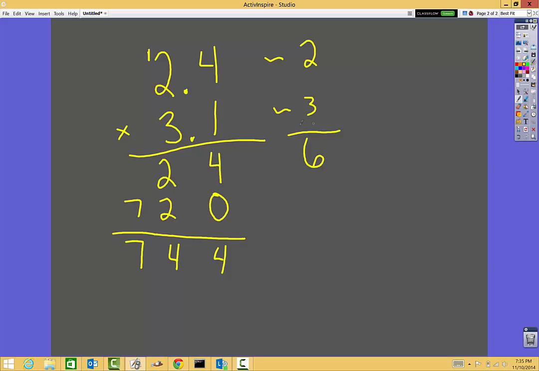Now let's look. I know my answer should be about 6, but I have 744. Well, where can I put that decimal? I'm going to use this strategy now. I'm going to count how many spaces my decimal is away from the edge. Here it is 1 space. Here this one is 1 space. And I just add up how many spaces apart they are. So that 1 plus 1, that is 2. I'm going to bring my decimal to the very end of my answer and move it in 1, 2 spots. So my final answer is 7.44, 7 and 44 hundredths. Is that close to 6? Yeah, 7 and 44 hundredths, that is close to 6.